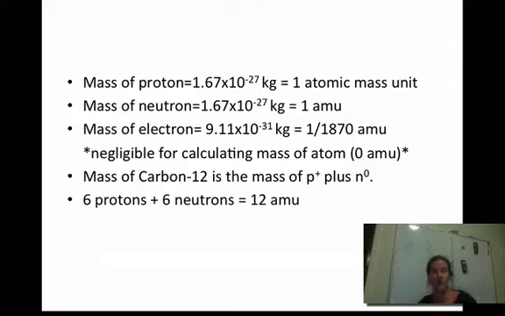So where this idea of mass number comes from is that if you know the number of protons and the number of neutrons, essentially if you add them together, you'll get the atomic mass for any given element. So if you have 6 protons and 6 neutrons in carbon, you're going to have 12 atomic mass units, or 12 AMU. Then if you multiply that by the conversion, you could get to the actual kilograms, but usually we don't care. We're just looking for the atomic mass unit.